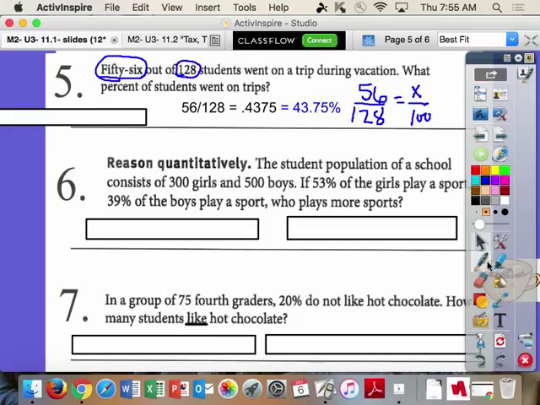The student population of a school consists of 300 girls and 500 boys. If 53% of the girls play a sport and 39% of the boys play a sport, who plays more sports? So think about this like how we did our scale in our last class, right? We're going to have 2 different proportions, okay? So let's start with writing our 2 different proportions. Well, 53 out of 100 is 1, right? 39 out of 100 is another. I guess I could put boys. Oh wait, this is girls.